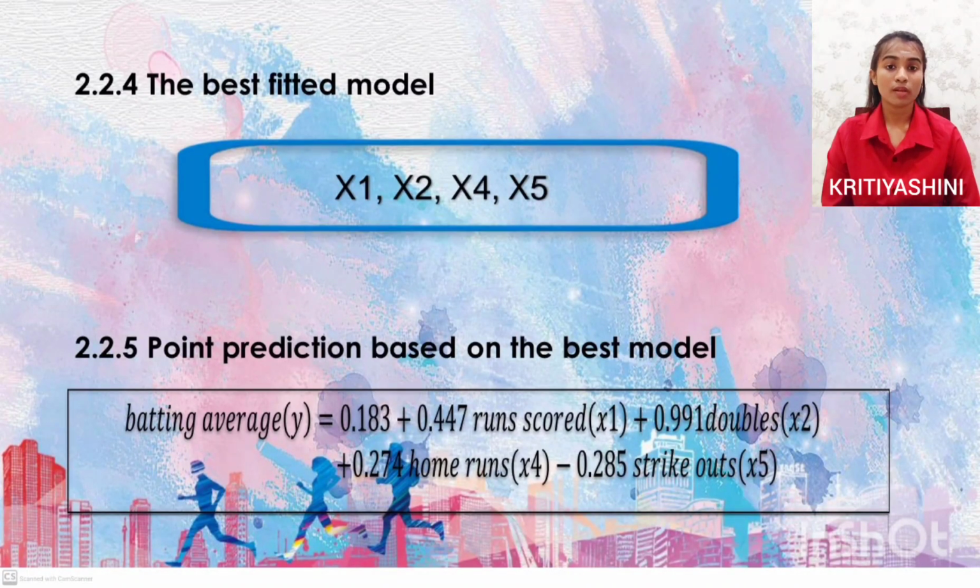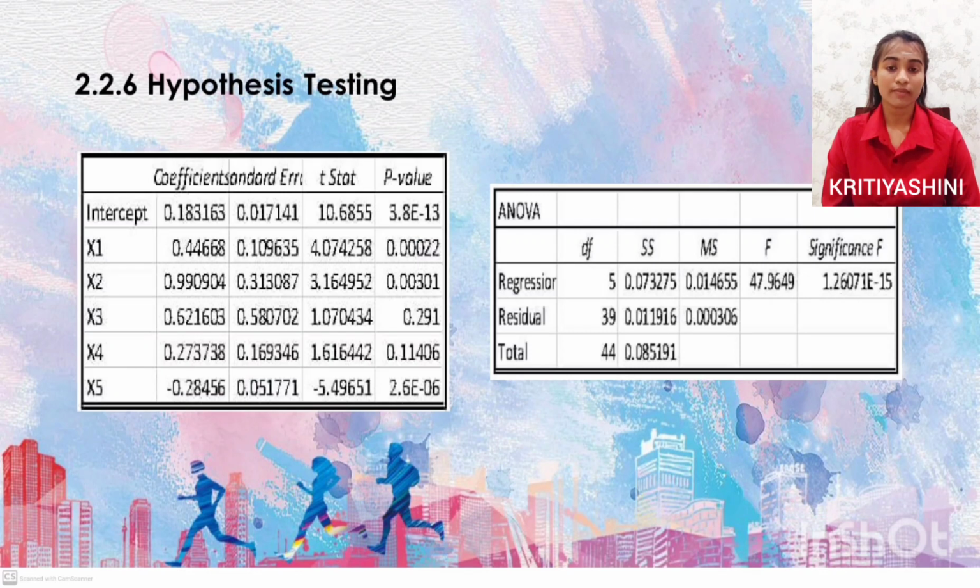Last but not least, for alpha equals 0.05 and df equals 539, F 0.05 equals 2.456. The F value is higher than 2.456. Reject H0. There is evidence that at least one independent variable affects y. The p-values of x3 and x4 are 0.29 and 0.11. Hypothesis test on the significance of individual terms in the model.